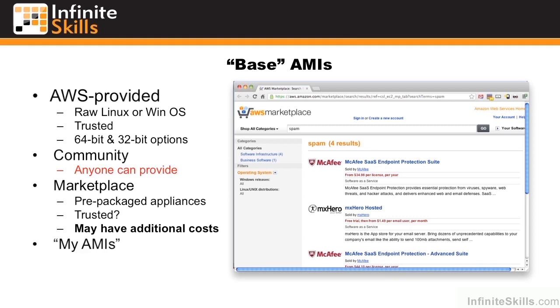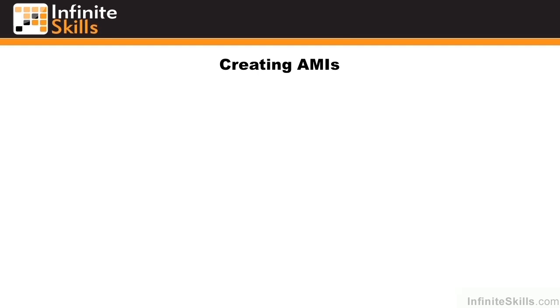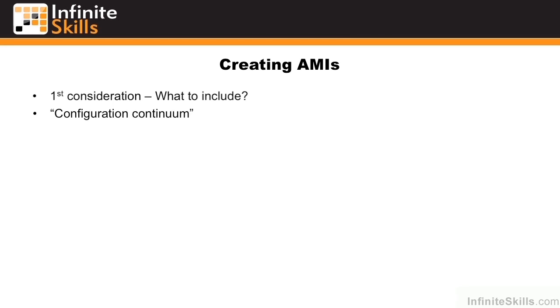There's also My AMIs. You can burn your own from running servers. Let's look at that a bit closer. When you're creating AMIs, the first consideration is what to include. You're going to fall somewhere along what we call a configuration continuum.